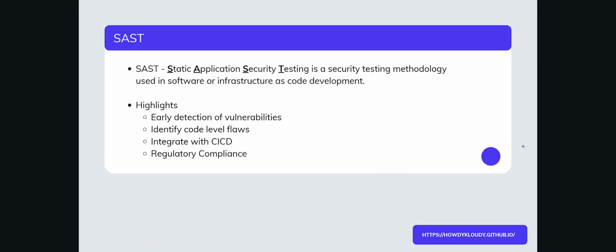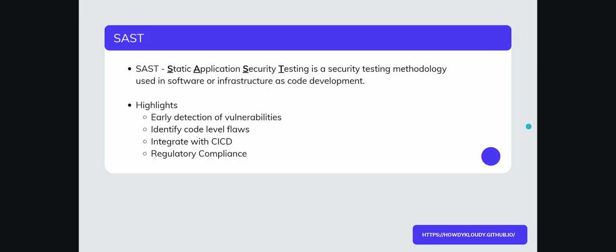SAST is nothing but static application security testing, a methodology used in software or infrastructure as code development. This helps us to detect vulnerabilities and also identify code-level flaws. Integrating with CI/CD helps to automate and also to enable a continuous feedback loop. And you can achieve regulatory compliance by implementing SAST in your projects.